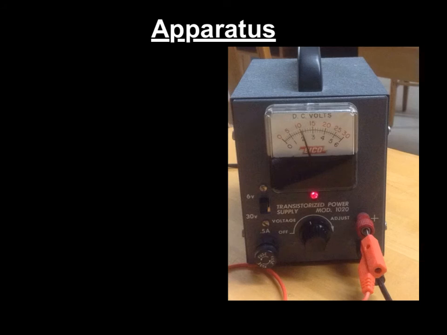So here's our power supply. This is going to supply the potential through the circuit. It's going to be like our battery. Make sure it's on the 6-volt setting because you don't want to fry anything, and you're going to set it for 2 volts. You can tell it's 2 volts because we're on the 6-volt setting, and we're reading this bottom scale that goes 0 to 6.